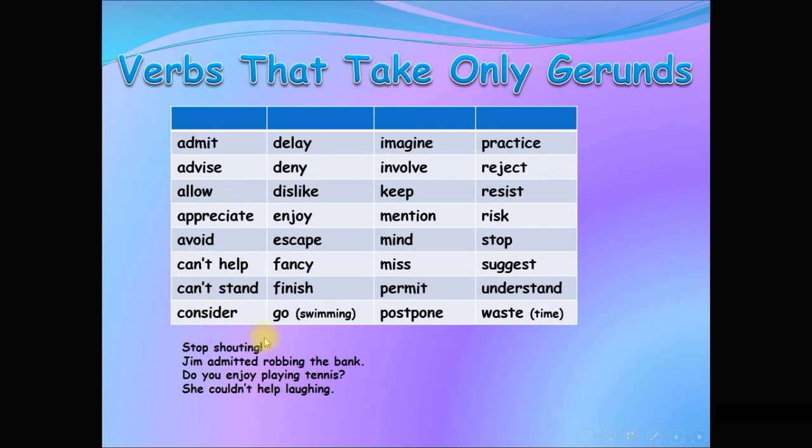So when you make a sentence like stop shouting, we need gerund here. And then Jim admitted robbing the bank. Do you enjoy playing tennis? She couldn't help laughing. Okay, couldn't help is one phrase, so you cannot translate it one by one or word by word.